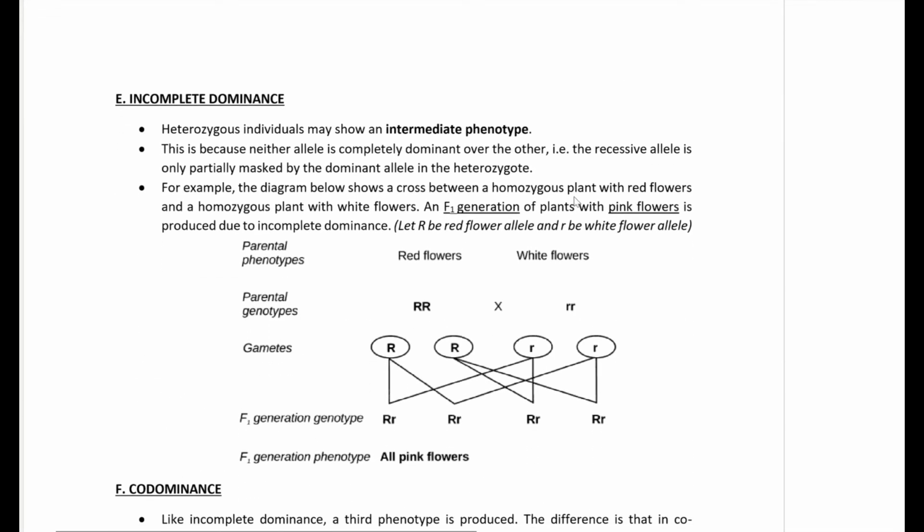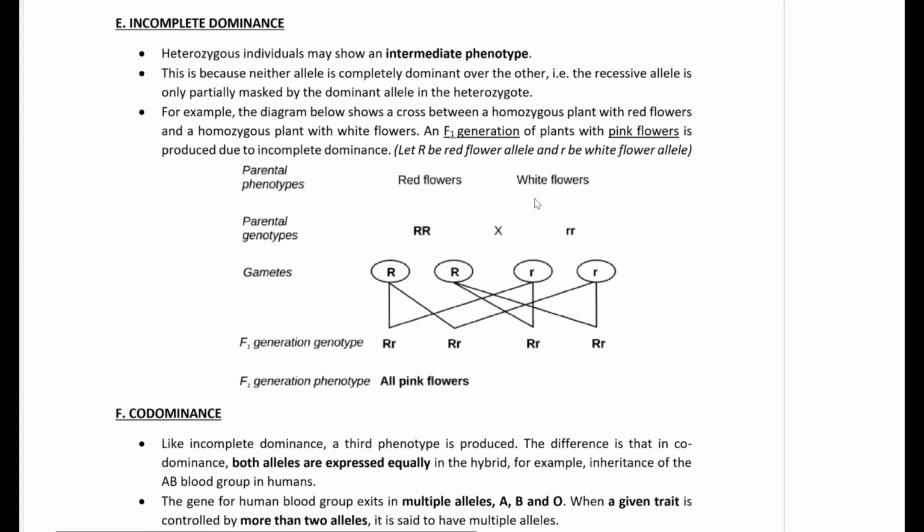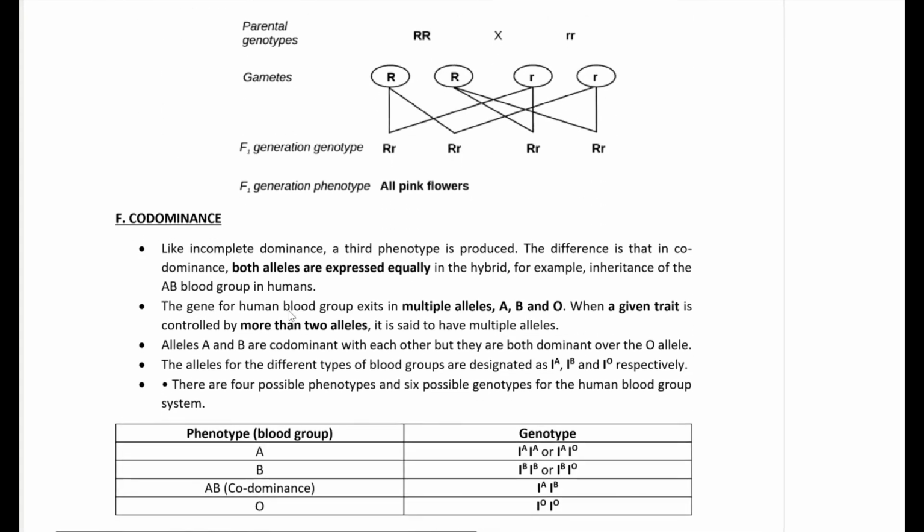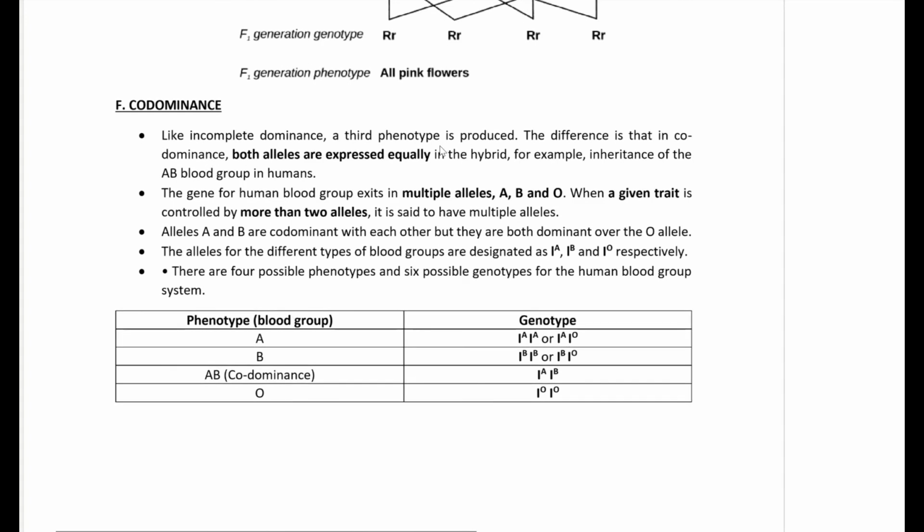Okay. Incomplete dominance, whereby I have an intermediate phenotype. So if I have red flowers and white flowers crossed with each other, my offspring will have a phenotype in between these two, so you end up with pink flowers. Again, same thing here, I should be saying random fertilization. Okay, codominance, where both are equally expressed.